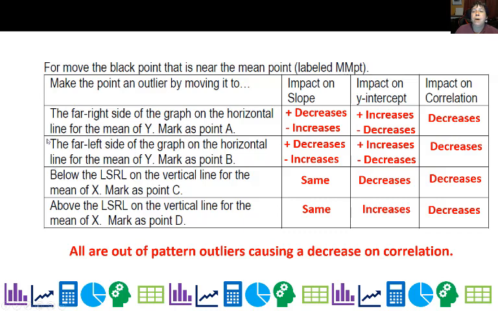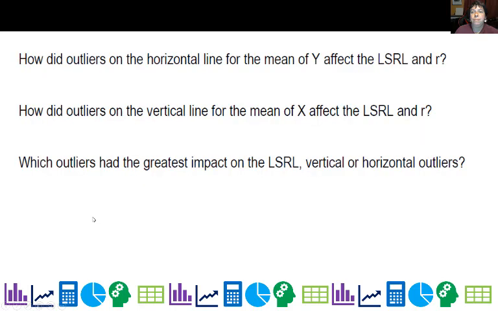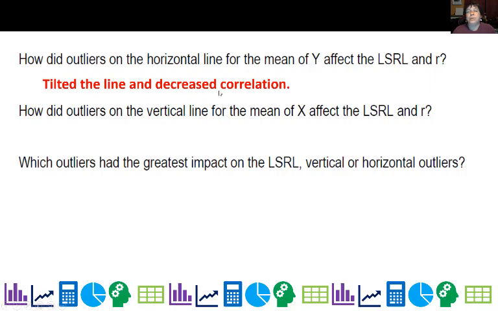So what did they have in common? When we went horizontally, that tended to flatten the line. When we went vertically, it just shifted the line. So how did the outliers on the horizontal line for the mean of y affect the least squares regression line in L? Tilted the line, really flattening it, and decreased the correlation. On the vertical line, it just shifted it and decreased the correlation.